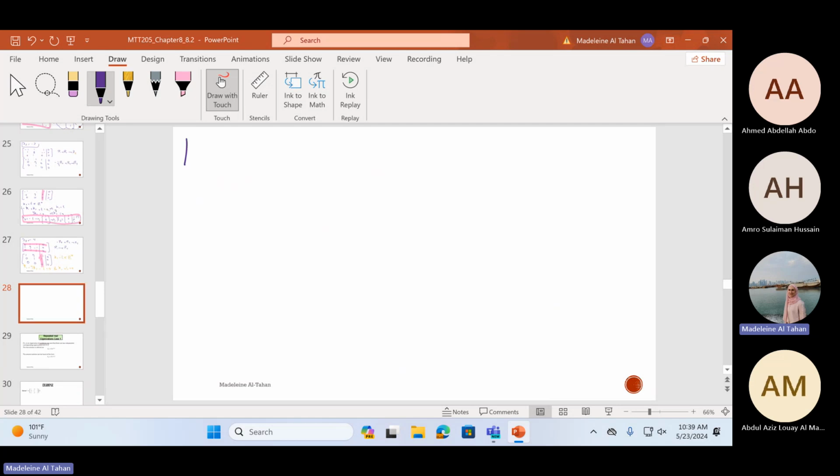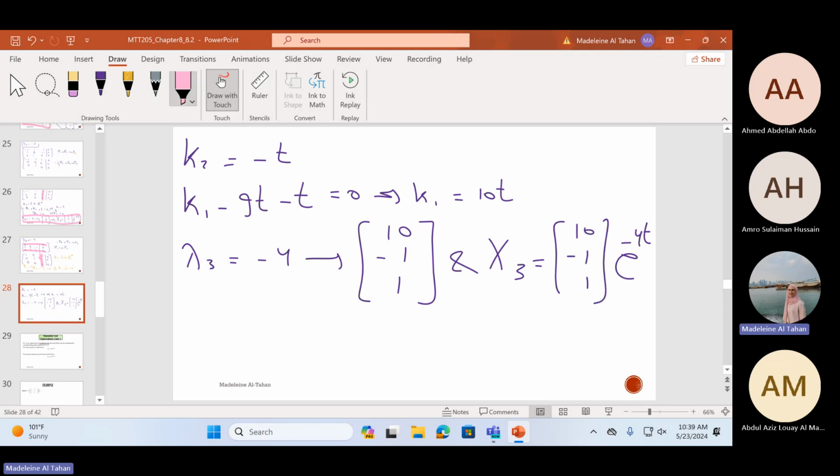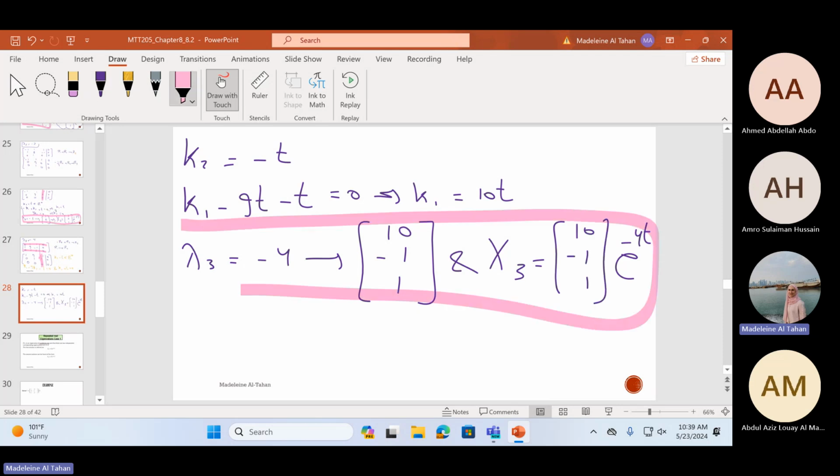So we will get K2 equal negative T, K1 minus 9 minus T equals 0. Is that K1 equal 10? What will be lambda 3 equal negative 4? K1 and K2: negative 1 and 1. And x3 will be equal to 1 e to the negative 4t. Here we have 10, negative 1, 1. We will put it in a box.